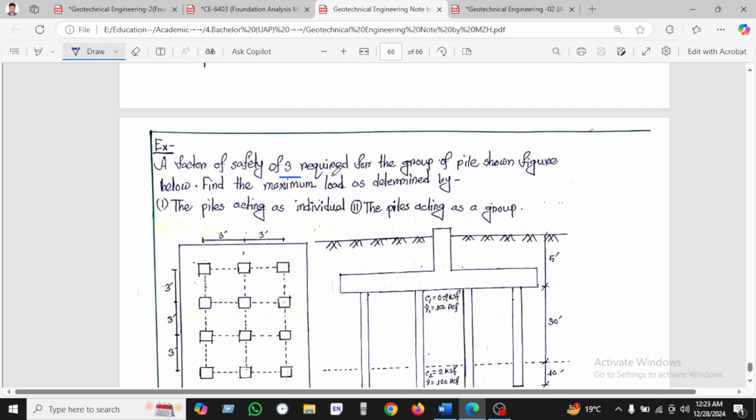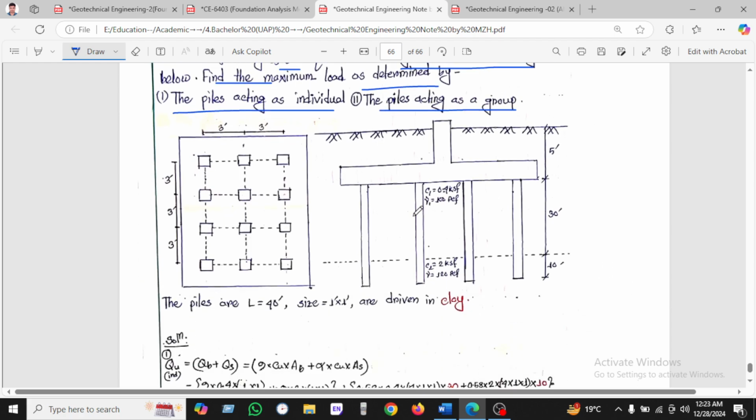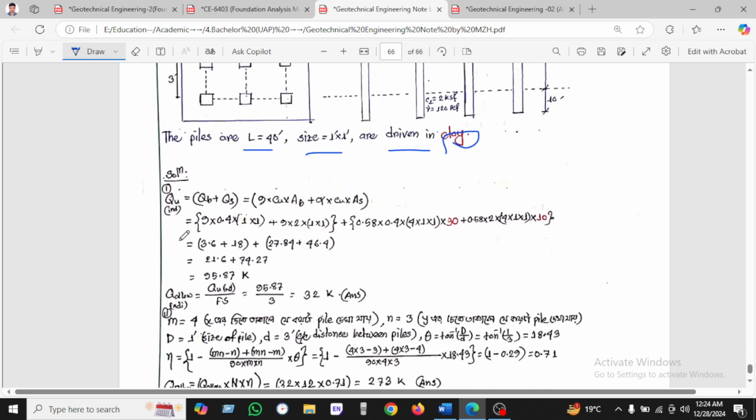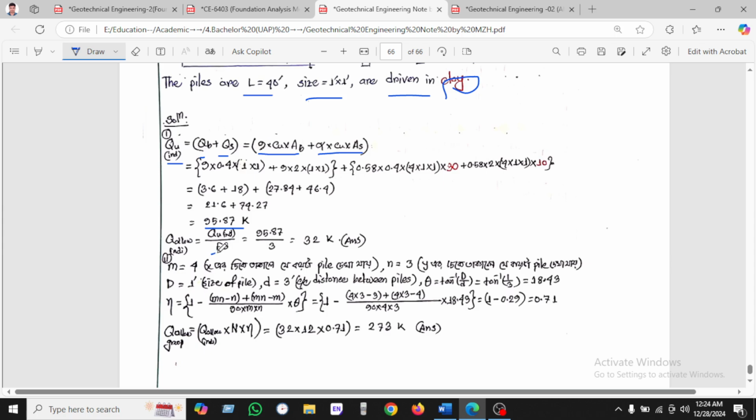The factor of safety is 3 required for the group pile shown here. Find the maximum load and determine the pile acting individually and the pile acting in the group. So we'll use individual and group. The pile length L is given, the size is given, and it is in clay. So Q individual is end bearing plus skin friction, and end bearing equals 9 c_u A_b, and skin friction is alpha c_u A_s, and putting this below we found 9587, and the available individual capacity will be divided by 3. This is the factor of safety.